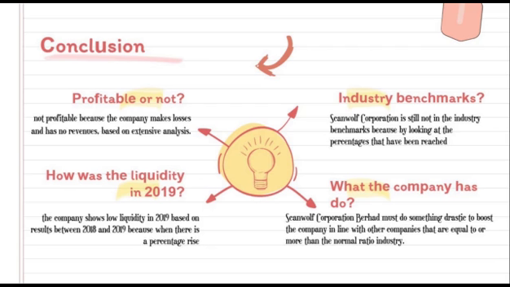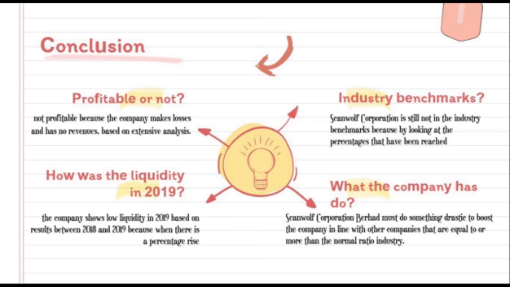Conclusion: financial analysis measures the health and stability of a company, offering an understanding of how the business performs its business. We find that Scanwolf Corporation Berhad is not profitable because the company makes losses and has no revenues. Based on extensive analysis, Scanwolf will also not be able to pay their bills because the amount of debt is higher relative to equity, which would demonstrate the company's success by showing the debt.